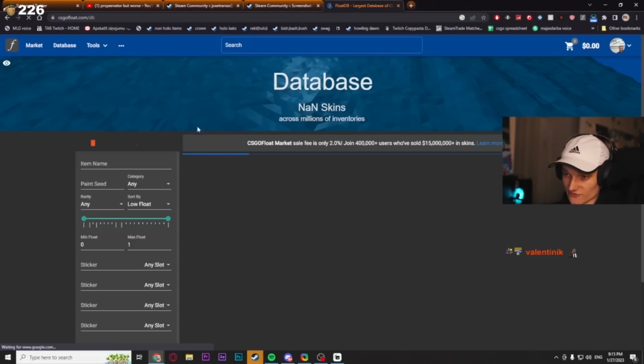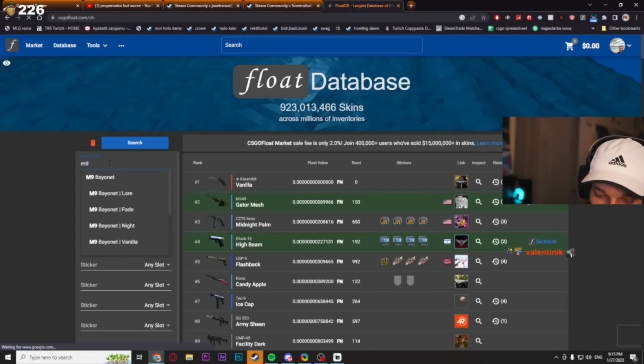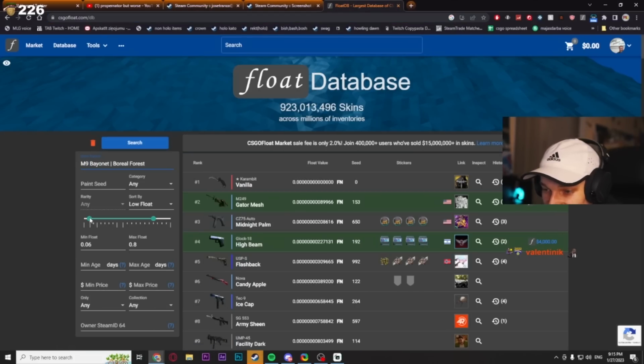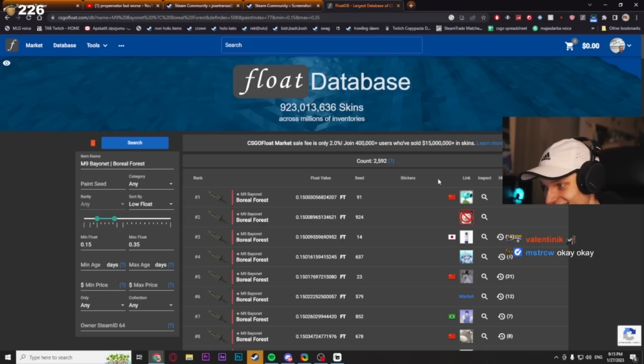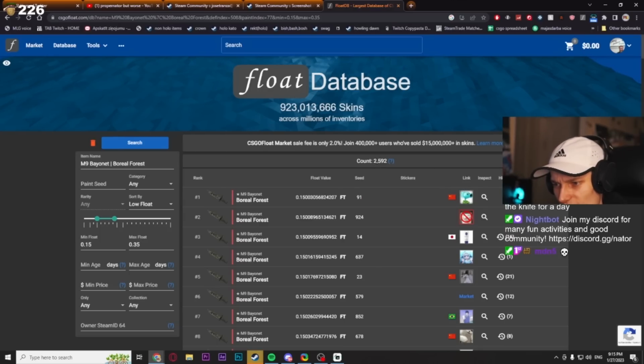So what I did, I went onto FloatDB and I literally just typed in M9 Boreal Forest. I set the float from 0.15 to 0.30, was it 35, I think. I just searched for it because I know the knife is field tested. I know that. But there's literally 2.5k knives, which is actually not that many when you think about it.